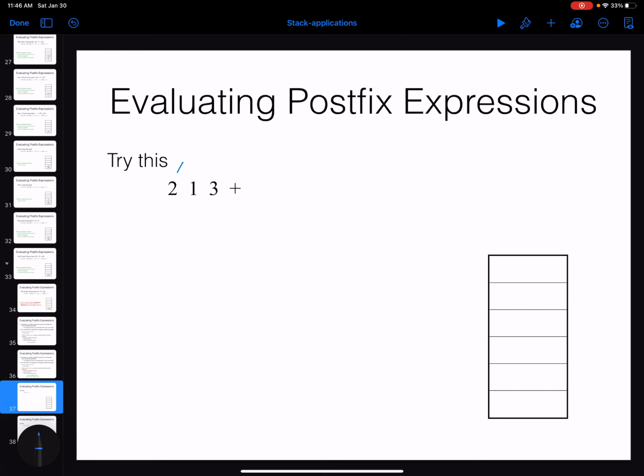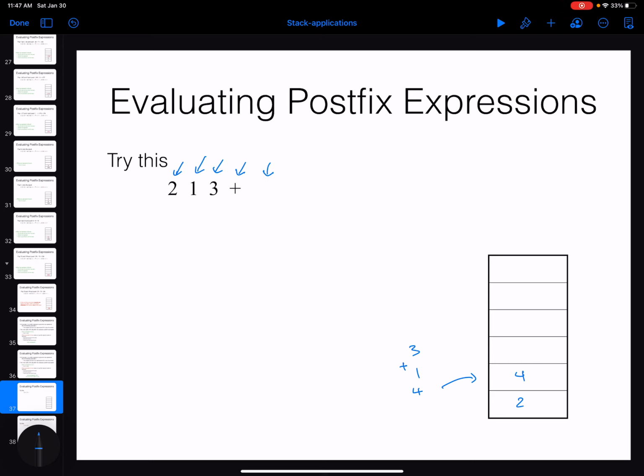You first see the token 2, it is an operand, you push it to the stack. The next token is an operand, push it to the stack. The next token is an operand, push it to the stack. The next token is an operator, you apply 2 pops, you get the result. The result is going to be 4, you push it back to the stack, right? And you reach the end of the string.